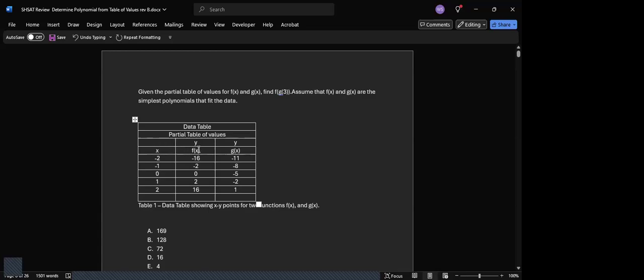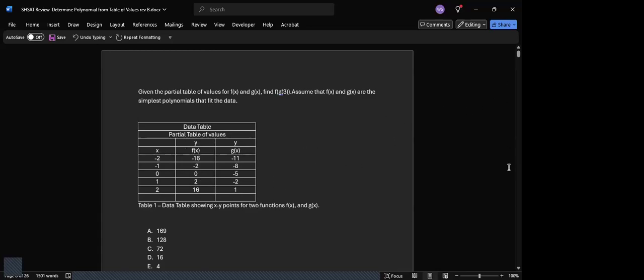So the first one is f of x, right? We're letting y equal f of x. The first coordinate is minus 2, minus 16. Then we have minus 1, minus 2, 0, 0, 1, 2, and 2, 16. For the second set of coordinates, we're going to switch over to have our y values represented by g of x. So the coordinates would be negative 2, negative 11, negative 1, negative 8, 0, negative 5, 1, negative 2, and 2, 1. Okay, so now we have a set of points, right?